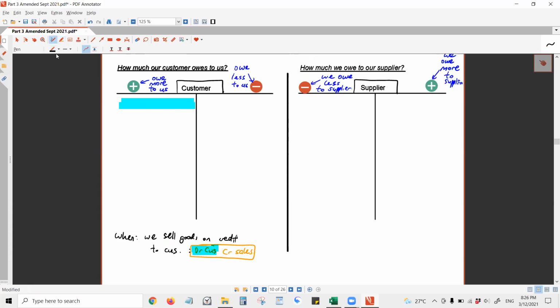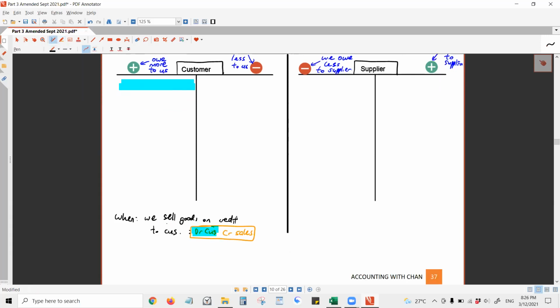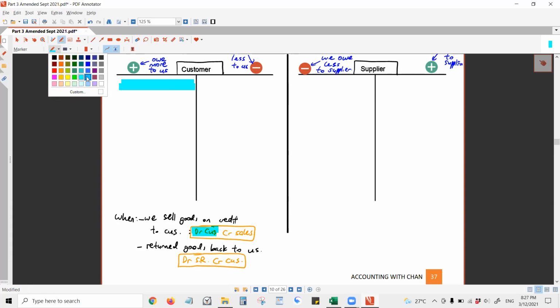Now, next, sometimes customers may return goods back to us, right? When a customer returns goods back to us, what are your double entries? You have to debit sales returns, credit customer account, right? These are the double entries for a customer returning goods back to us.